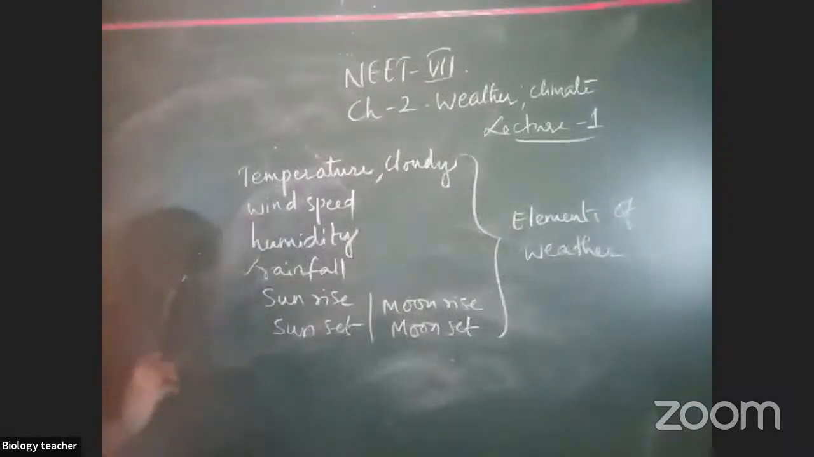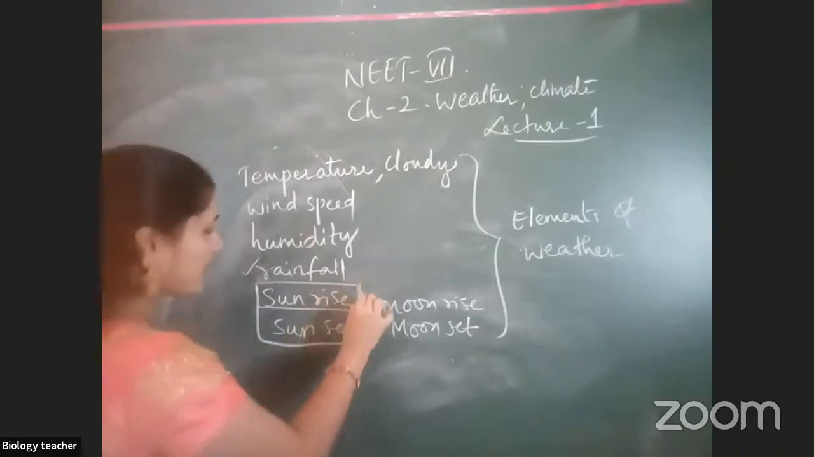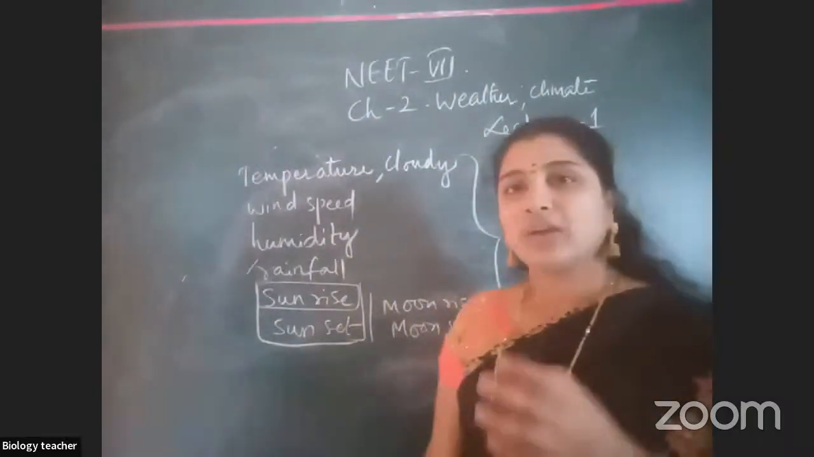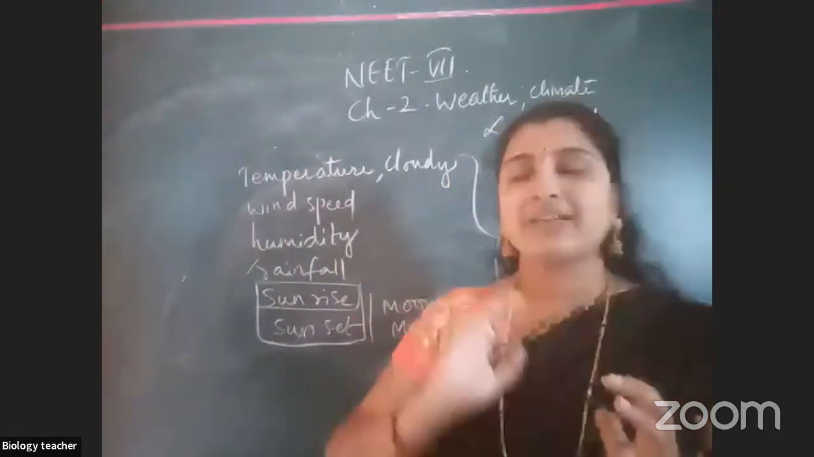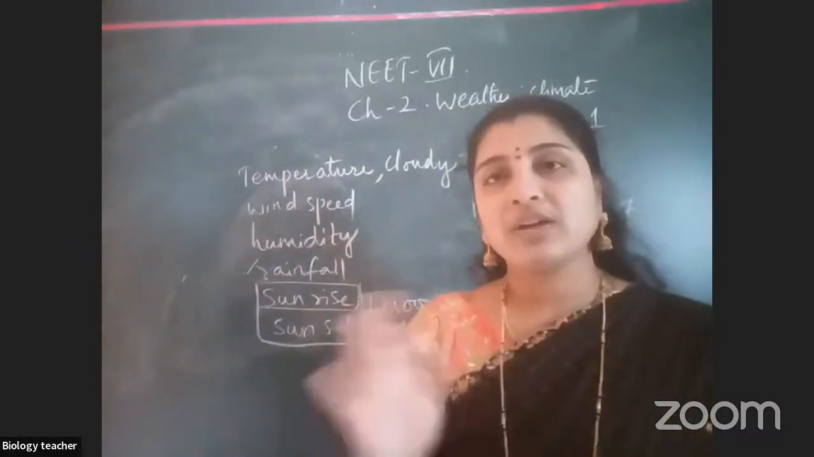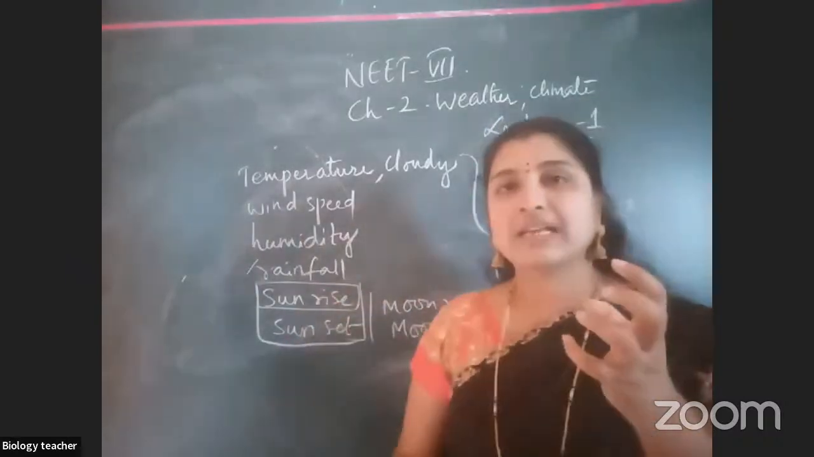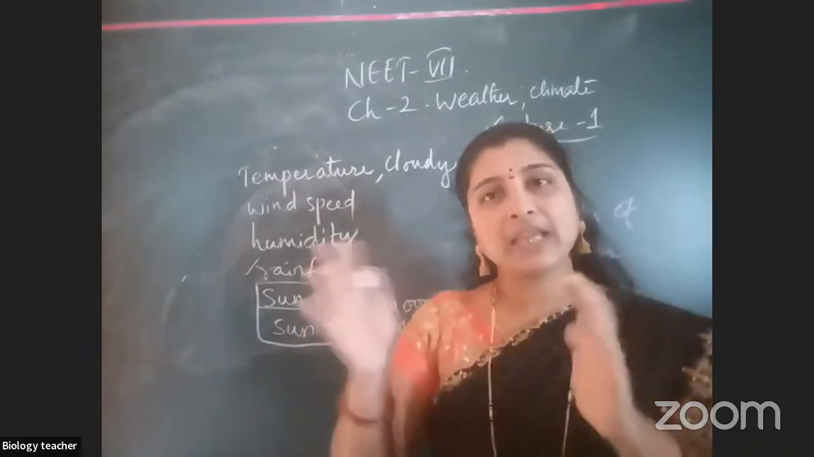Okay, so here the main thing is about sunrise and sunset. In the elements of the weather, the main that plays a crucial role is the sunrise and sunset. Do you know sun is in our solar system? Sun is present in the center, and how many planets will revolve? 8 planets. How many? 8, not 9. So the amount of the sun rays will depend on the distance between sun and the earth, isn't it?